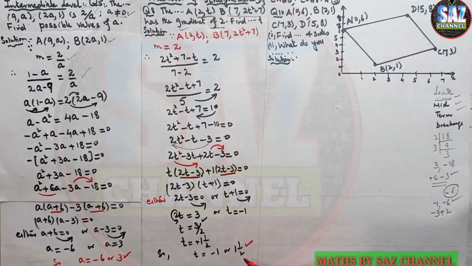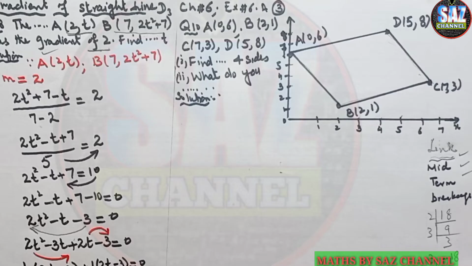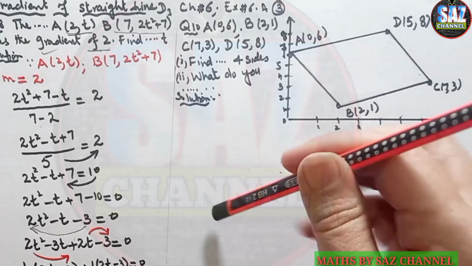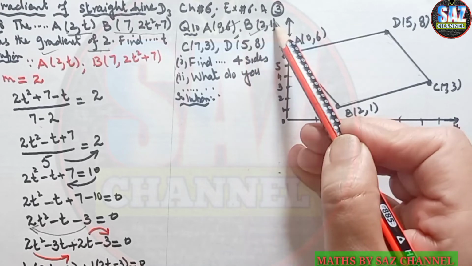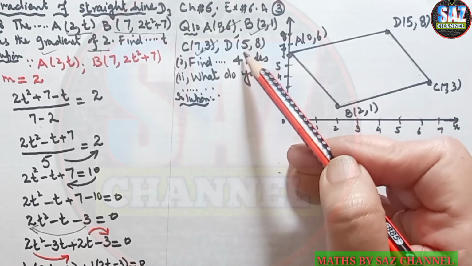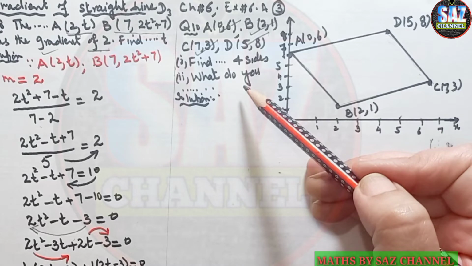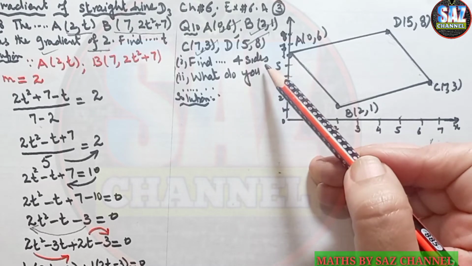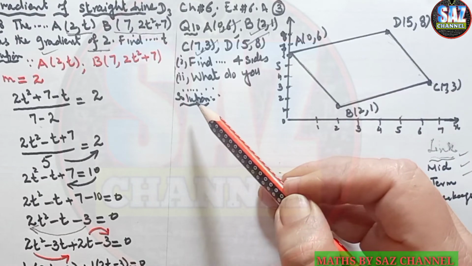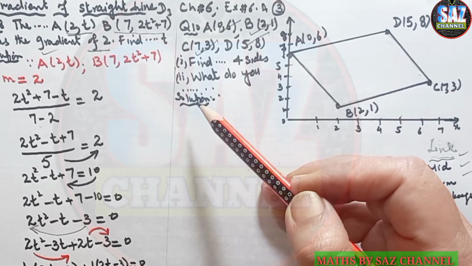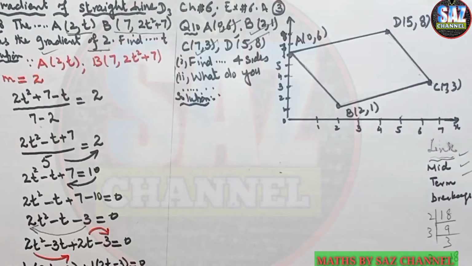And let me move to the next question, and let me read the question from the book. Question 9 says, the coordinates of the vertices of the square ABCD are A(0, 6), B(2, 1), C(7, 3), and D(5, 8). Find the gradient of all four sides of ABCD. And what do you observe about the gradients of the opposite sides of the square? Let me move to the solution of the question.